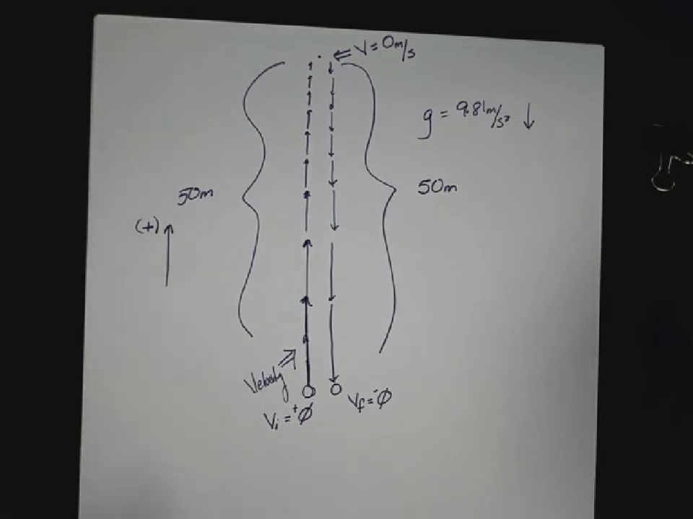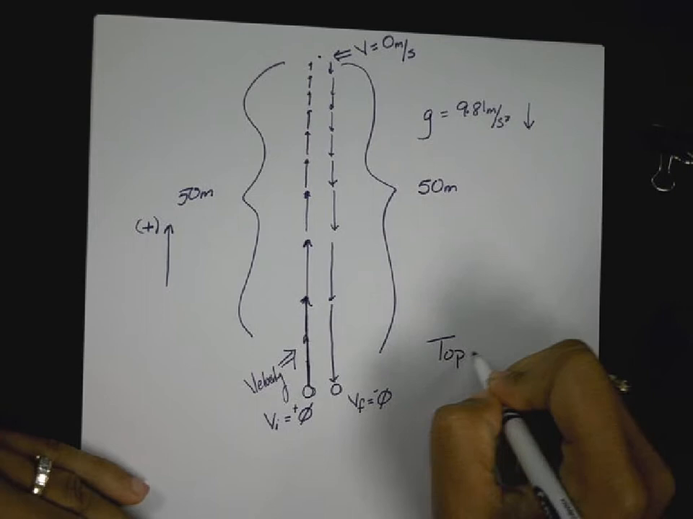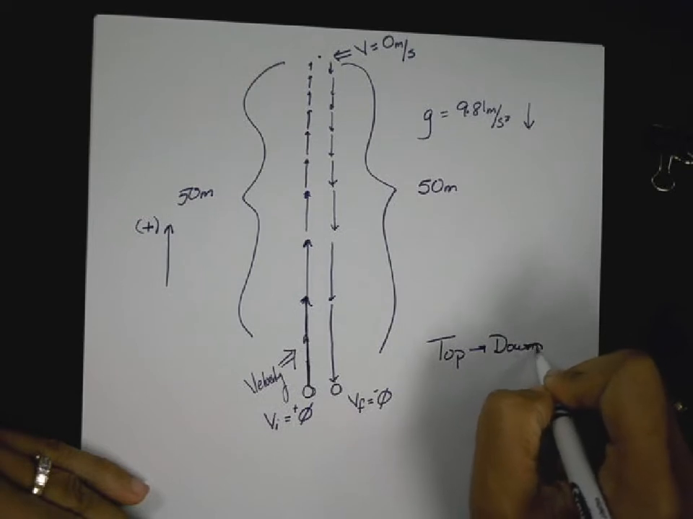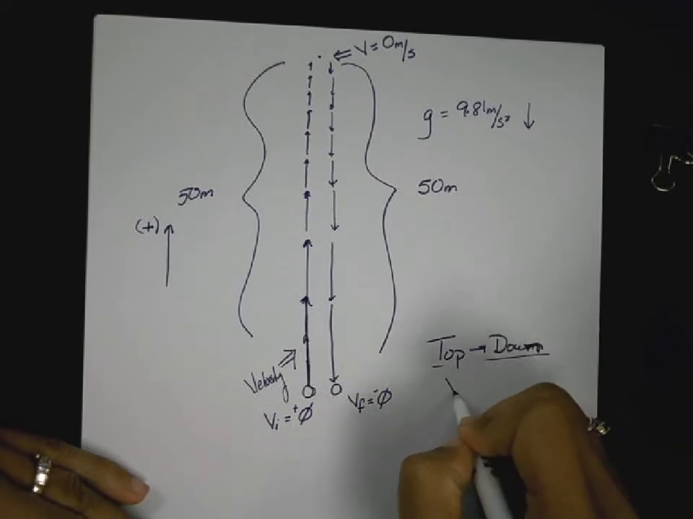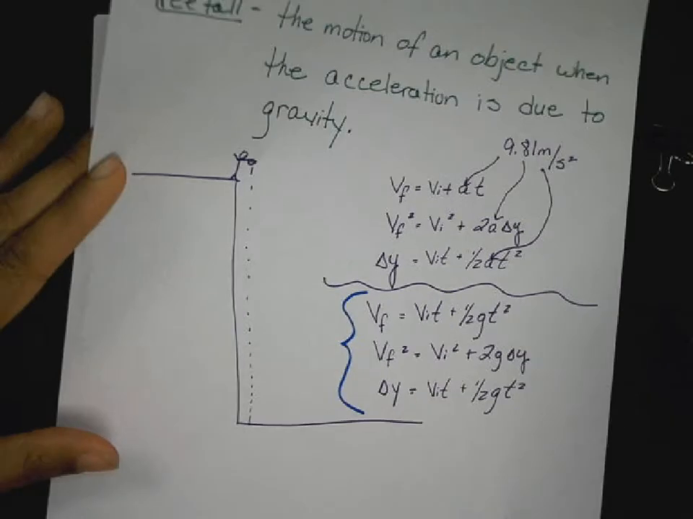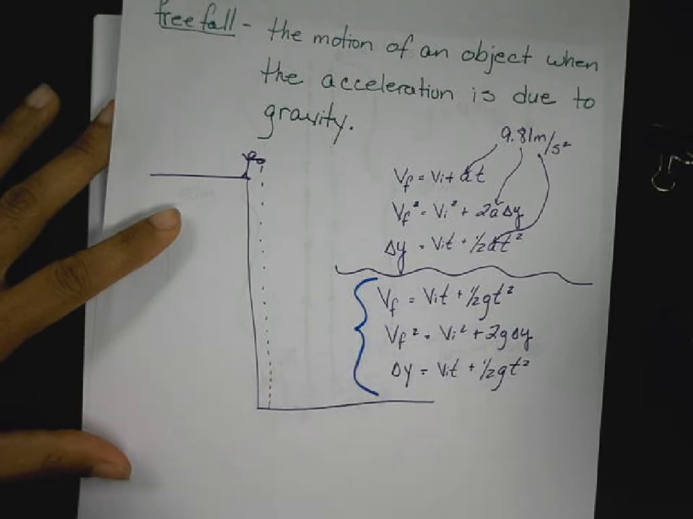I like to look at this scenario from the top down, because when you look from the top down, that means the initial velocity is always 0. With the initial velocity being 0, always 0, then if I come back to my equations, that means this portion of the equation doesn't exist, because 0 times anything is 0. That right there cuts your equations in half.